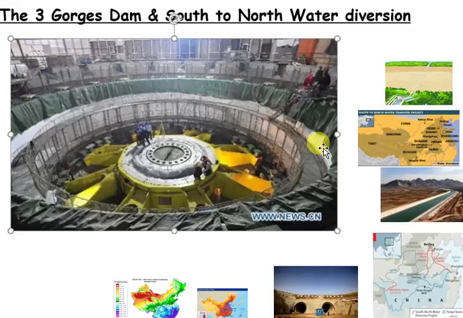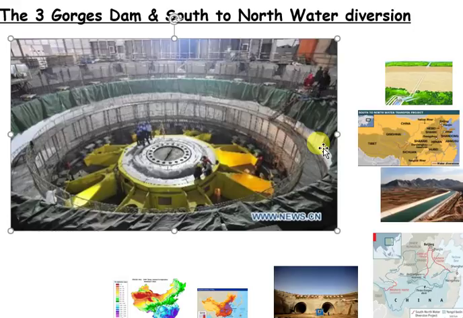The negatives, then, the downside, if we're going to evaluate this, it flooded archaeological and cultural sites. And 1.3 million people were displaced. So obviously, when you block off the river, it floods a huge area behind the dam to create a reservoir. So 1.3 million people displaced and had to move. Some of those did get paid off and got compensation, but obviously, there's a downside to that.